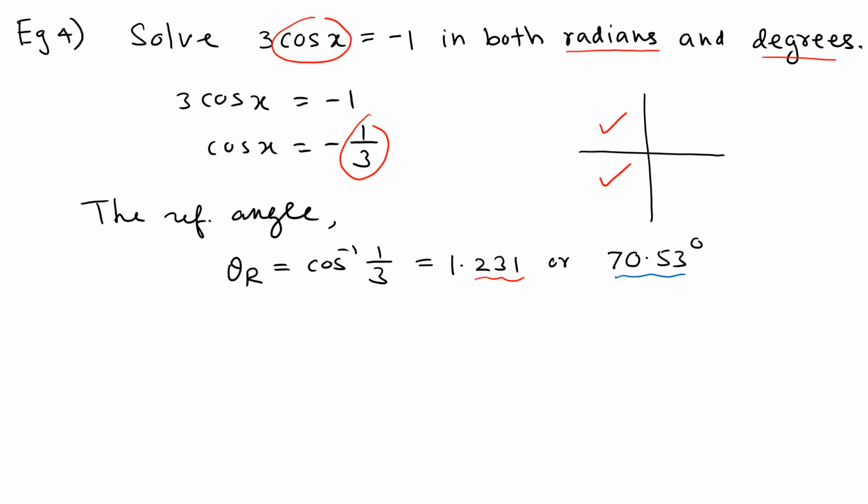Okay, now let's do this in radian form first and see what happens. These are in the second and third quadrants. So in radians, you can have the two solutions for x. In the second quadrant, it has to be pi minus the reference angle. That means pi, which is 3.142 to 3 decimal places, minus your value, 1.231. That's the first value.